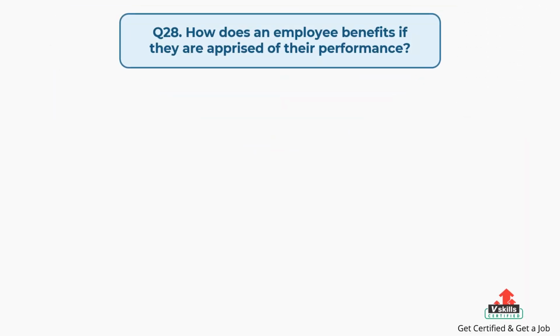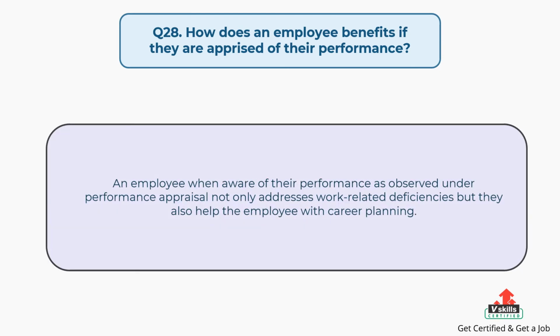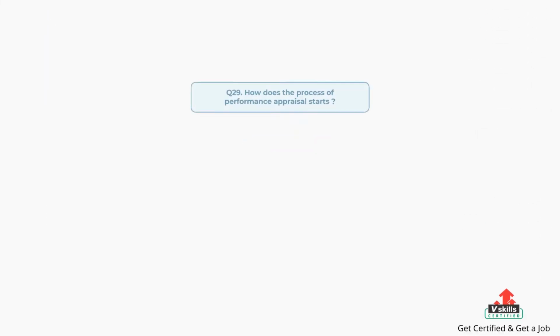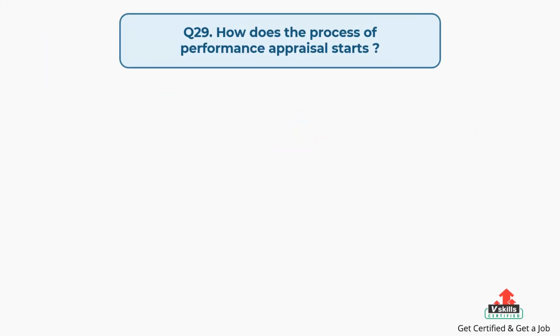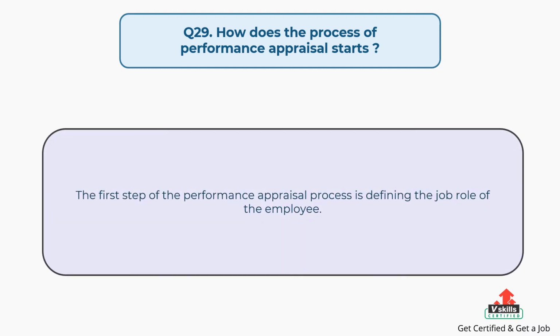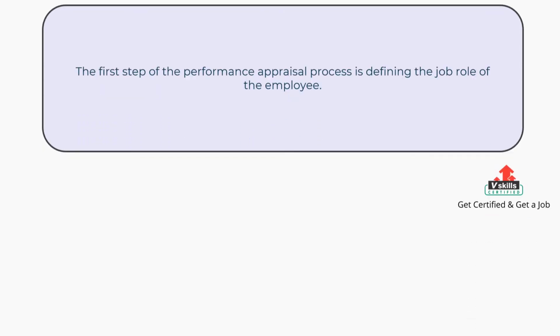Question number 28. How does an employee benefit if they are apprised of their performance? The answer is, an employee when aware of their performance as observed under performance appraisal not only addresses work-related deficiencies but also gets help with career planning. Question number 29. How does the process of performance appraisal start? The answer is, the first step of the performance appraisal process is defining the job role of the employee.